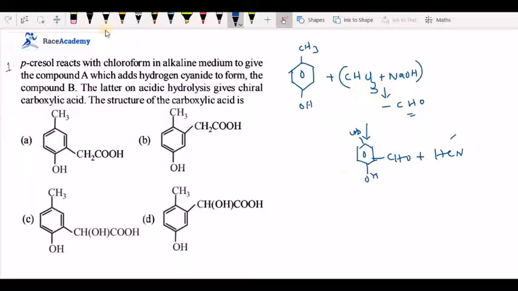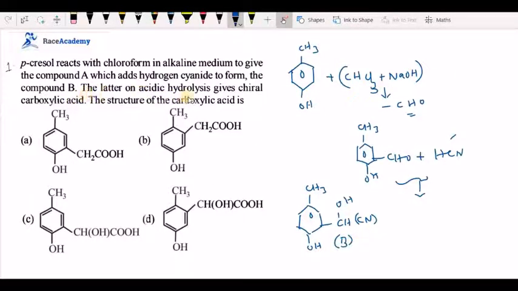As you know, with hydrogen cyanide we will get cyanohydrins. So this is CH3. Cyanohydrins means what? The addition reaction of an aldehyde with hydrogen cyanide gives cyanohydrins. So an OH group is also attached to this carbon. After that, this compound we can call B.